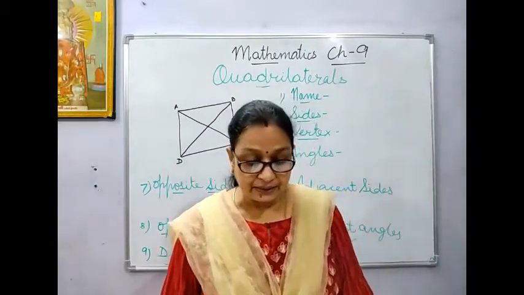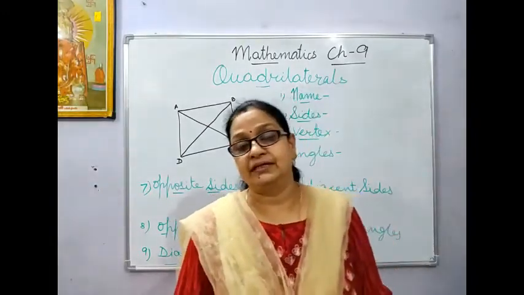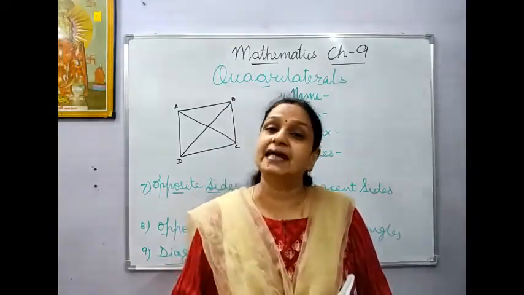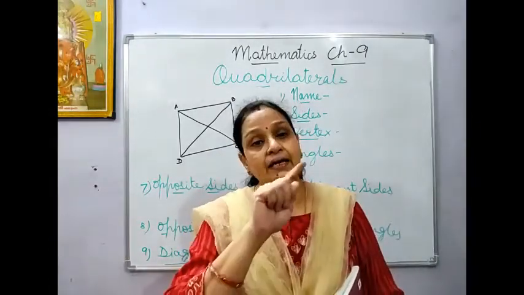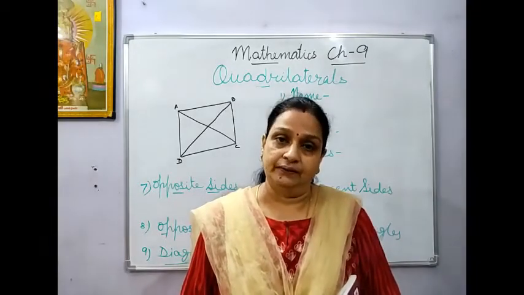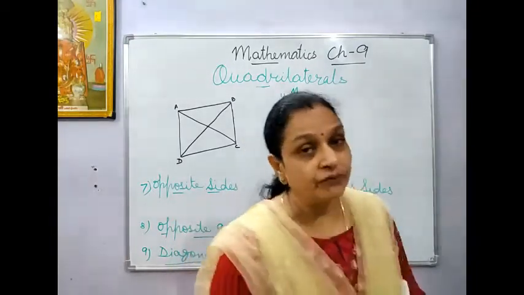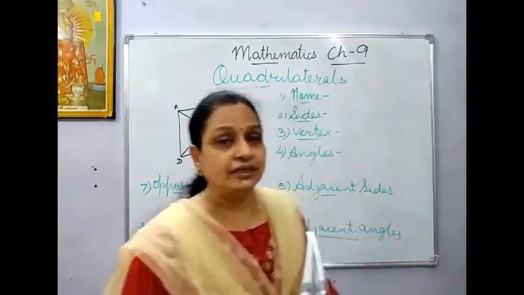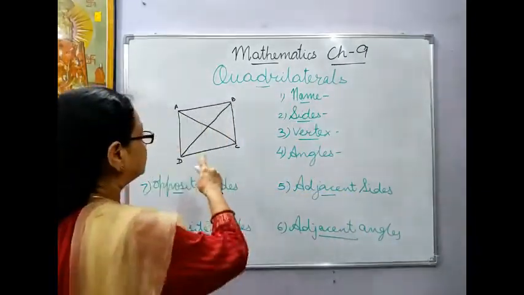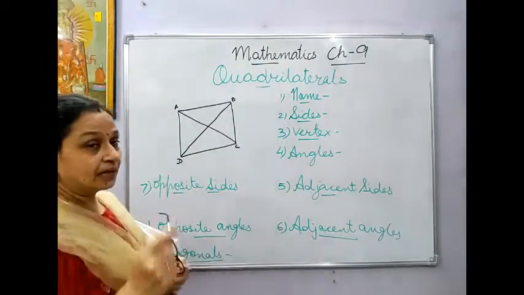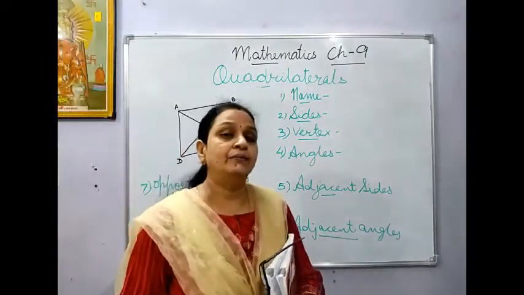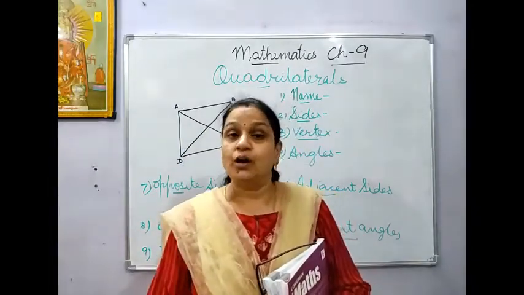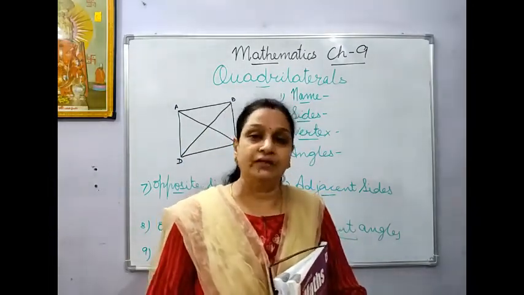Okay? Another important thing about this quadrilateral is that when you name it, you will always name it in a cyclic manner, or you can say in a proper alphabetic order. Now we will learn about the different parts or the different things which are there in this quadrilateral. So first of all, we'll start with naming it. I told you, whenever you draw figures in geometry, you have to label them. You have to give them a name.